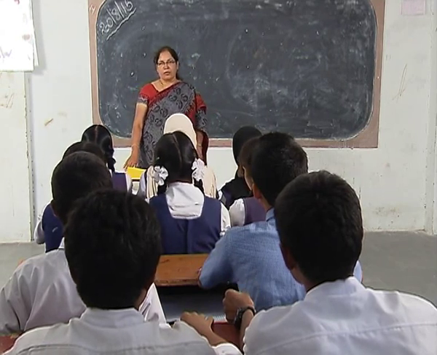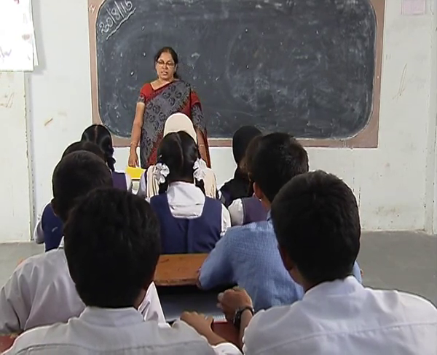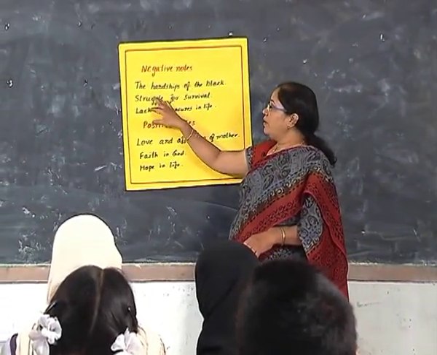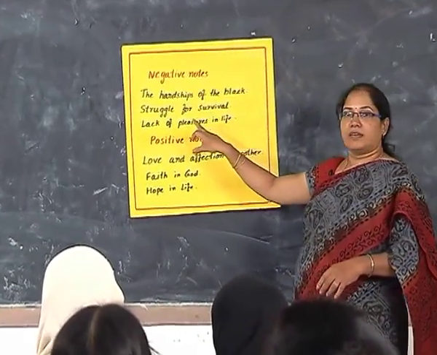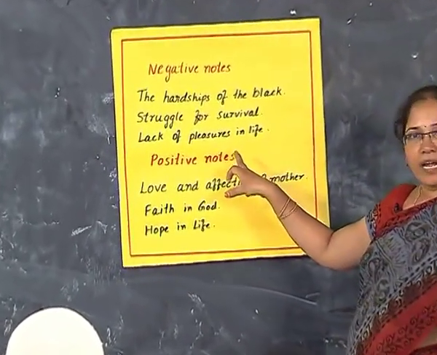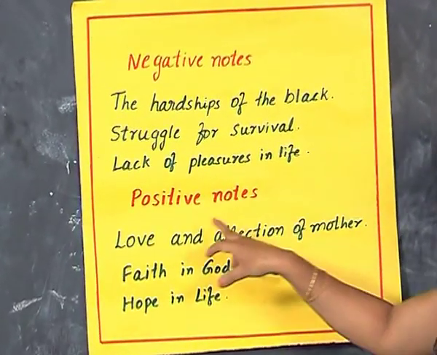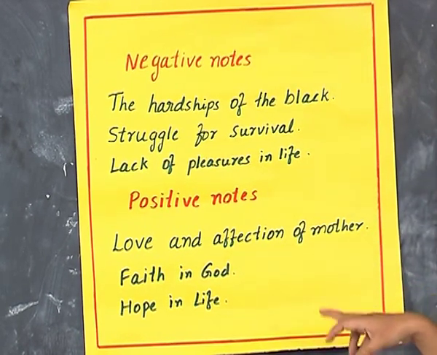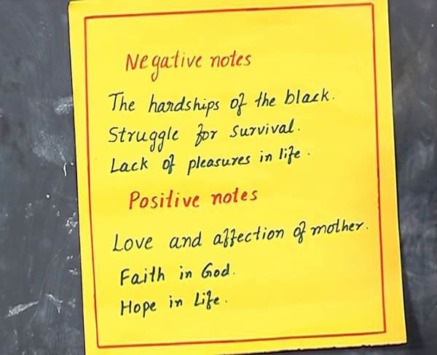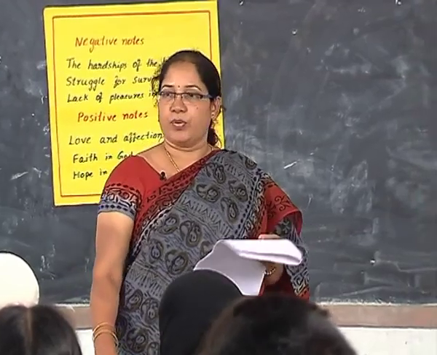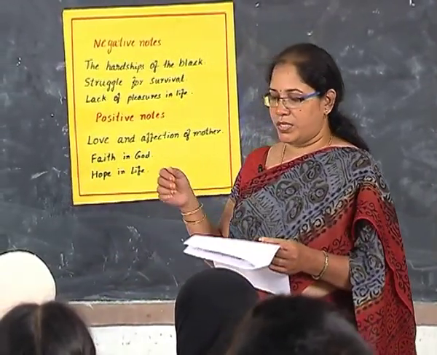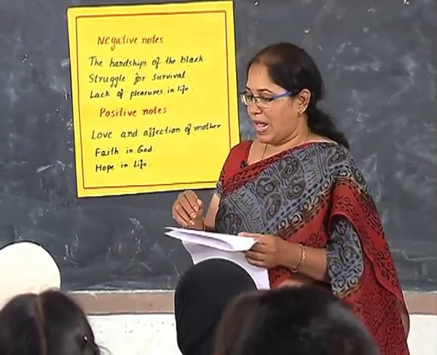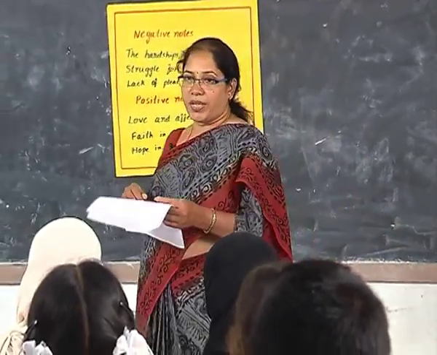There are a few negative notes also there in the poem. So let us write this on the chart. The negative notes in the poem are the hardship of the black, then struggle for survival and lack of pleasure in life. And the positive notes is love and affection of mother, faith in God and hope in life. Since the poem reflects both the positive and negative notes, we have to combine both for choreographing the poem.